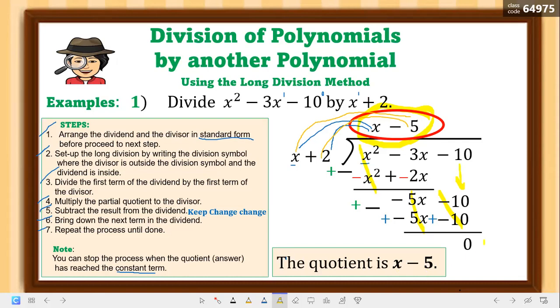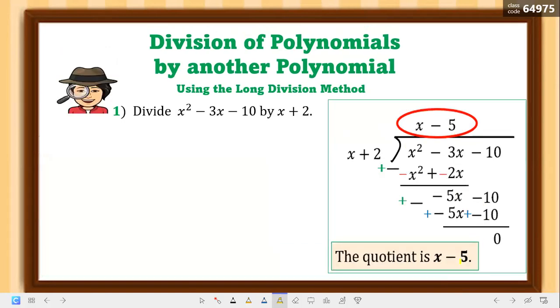Okay? Since the remainder is 0, no need to write that. Pero kung may remainder, susulat natin. Okay, so since we have this x minus 5 as quotient, i-check natin kung tama ba yung nakuha ninyo. Kailangan alam nyo kung paano i-check, no? So, we have this.